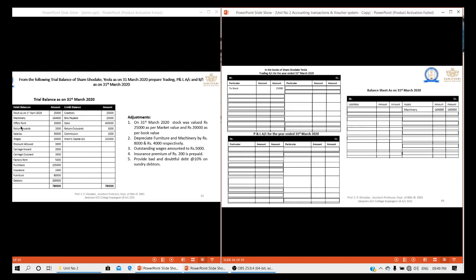Then the third item is office rent. So office rent is an expenditure, related to the office, so indirect expenses. So here we'll write down office rent 20,000. You can keep one line blank over here if needed. It is up to you.